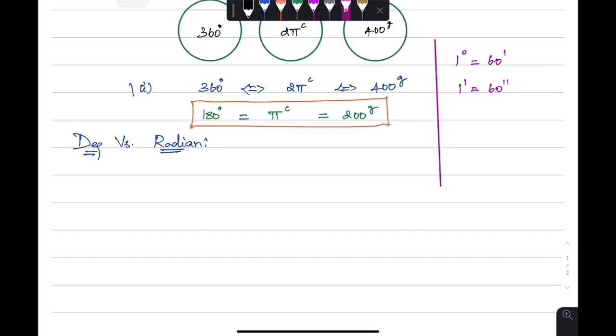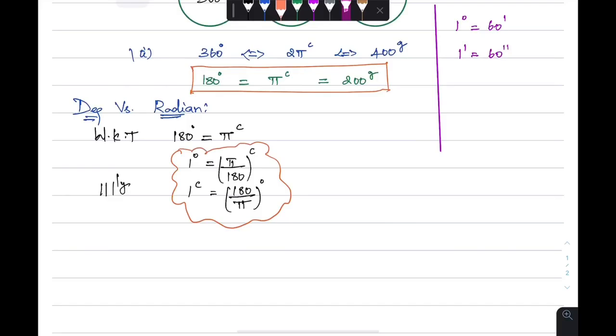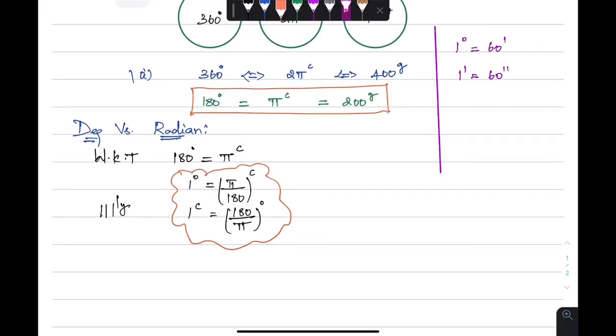We know that 180 degree is equal to pi radians. So what will be 1 degree? Exactly, pi by 180 radian. Similarly, I can say 1 radian is equal to 180 by pi degree. This is very important, children. This conversion is going to help us solve problems. So make a note of it.